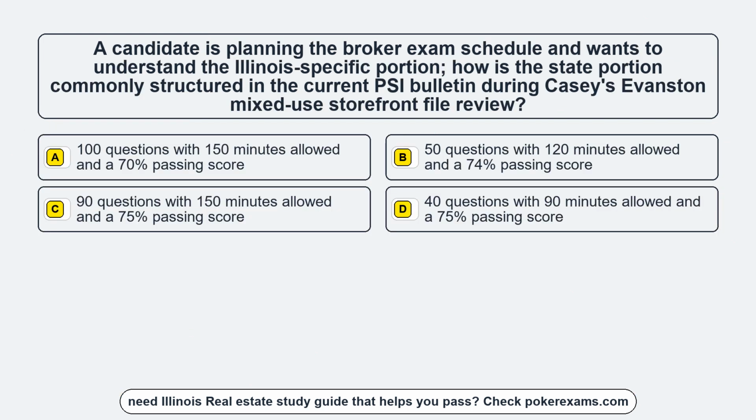Question 16. A candidate is planning the broker exam schedule and wants to understand the Illinois-specific portion. How is the state portion commonly structured in the current SCI bulletin during Casey's Evanston mixed-use storefront file review? Option A, 100 questions with 150 minutes allowed and a 70% passing score. Option B, 50 questions with 120 minutes allowed and a 74% passing score. Option C, 90 questions with 150 minutes allowed and a 75% passing score. Option D, 40 questions with 90 minutes allowed and a 75% passing score.